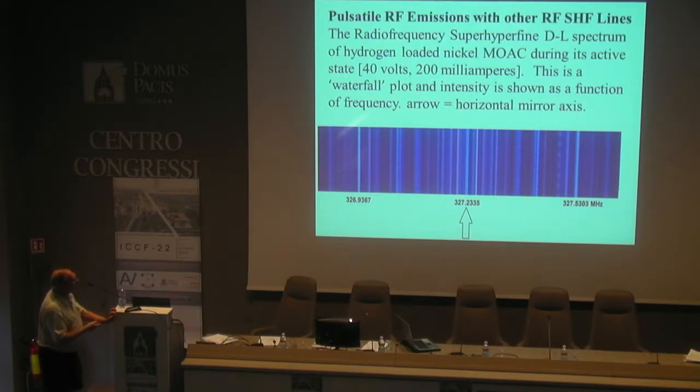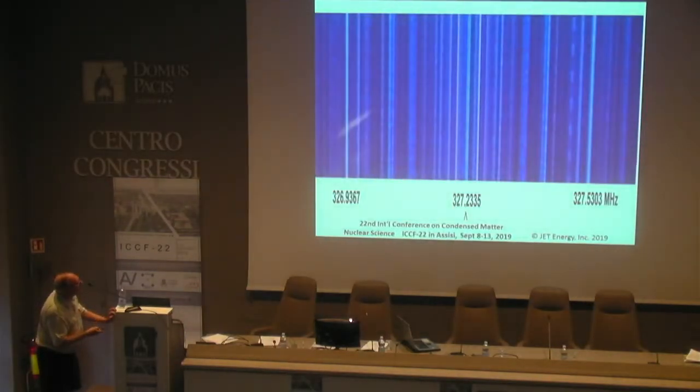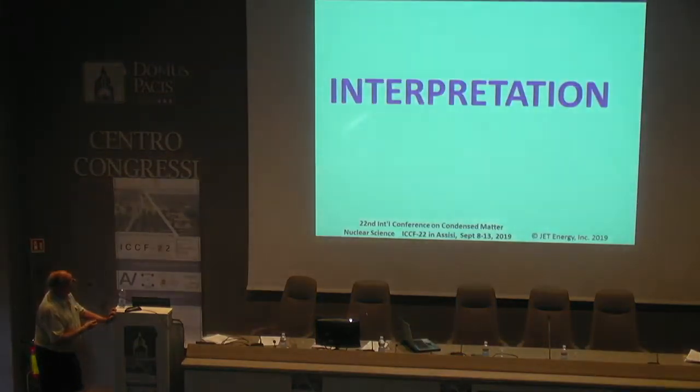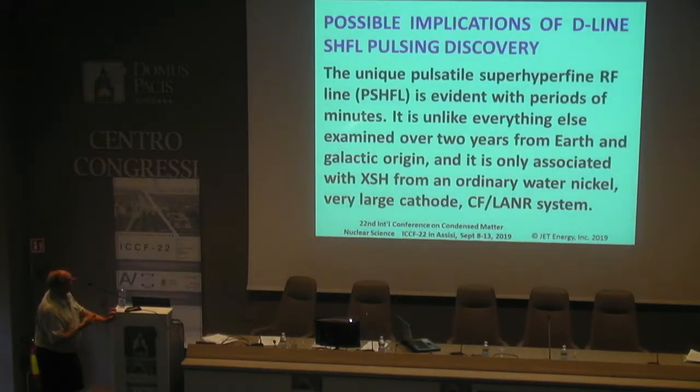It appears that something is going on here. Here's the pulsatile line. It really is. I mean, what could it be? This is a unique, super hyperfine line that we see with periods of minutes. It's unlike anything we've examined over 2 years on Earth or from space, and it only occurs when we have an active cold fusion system.